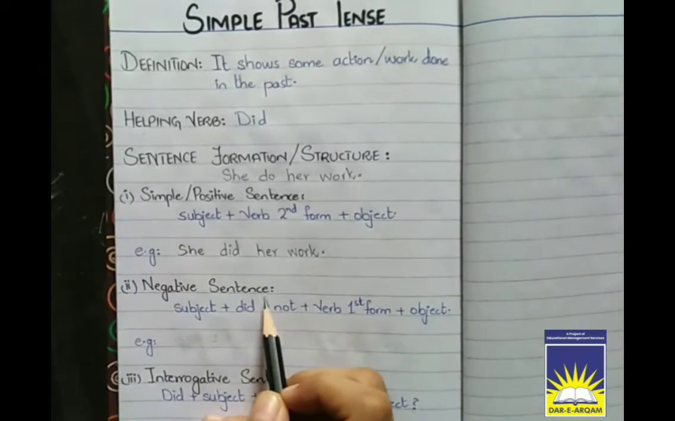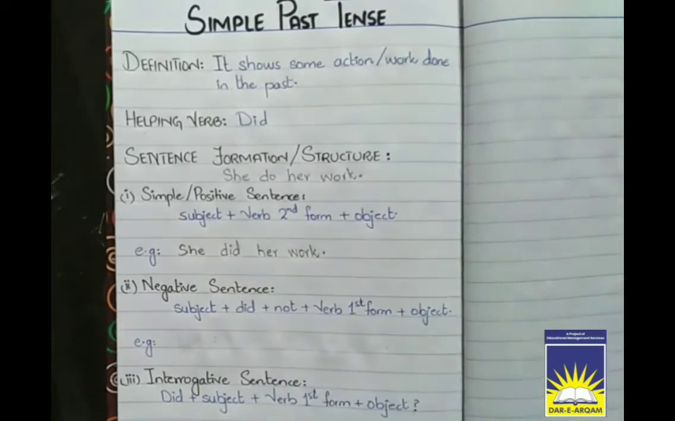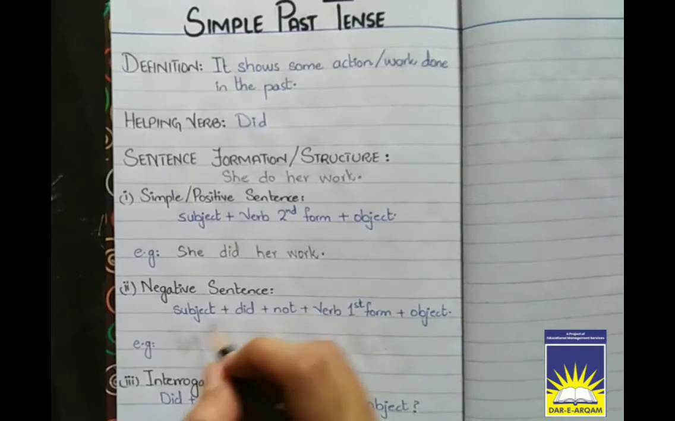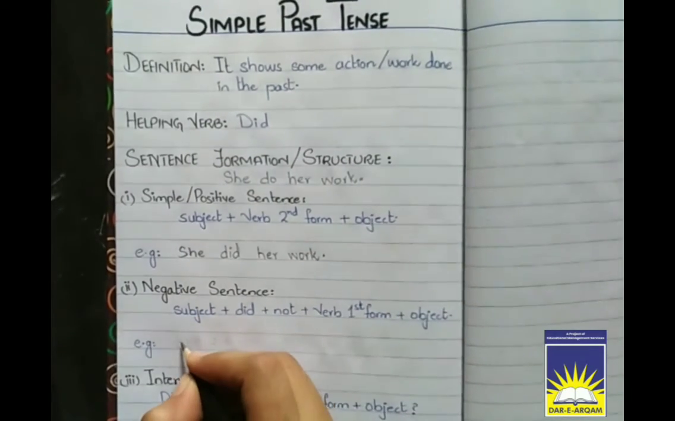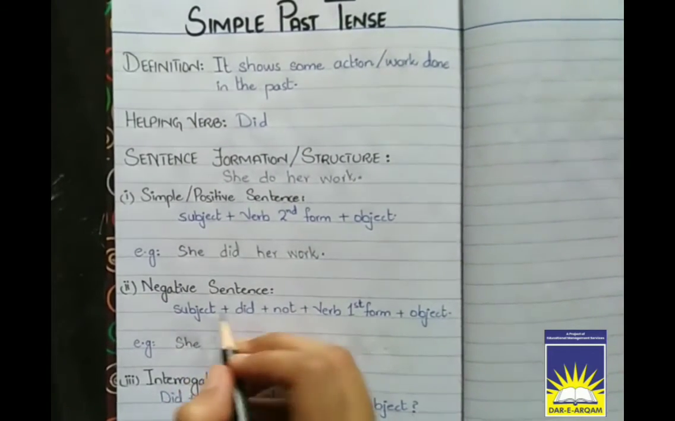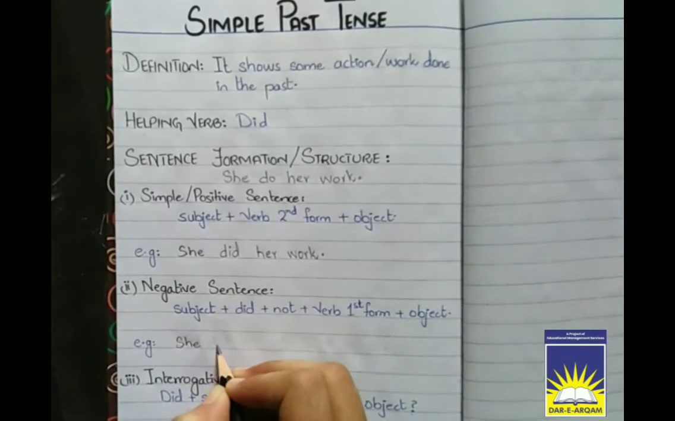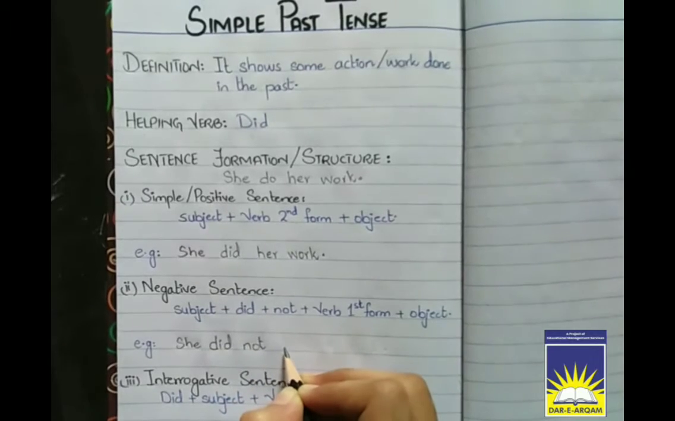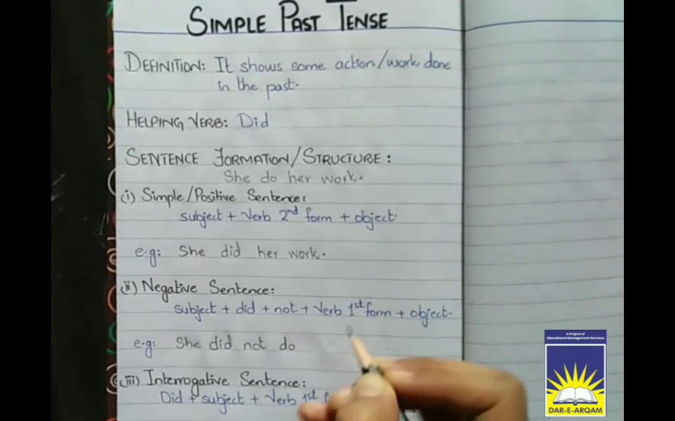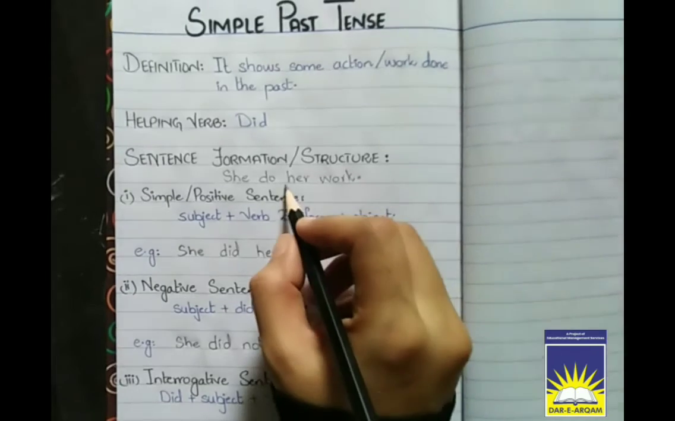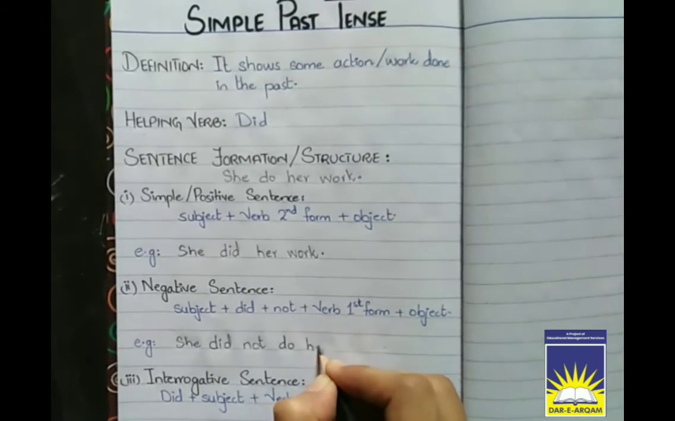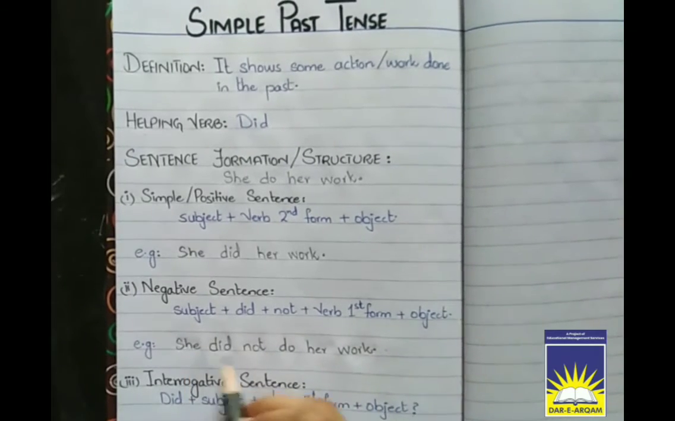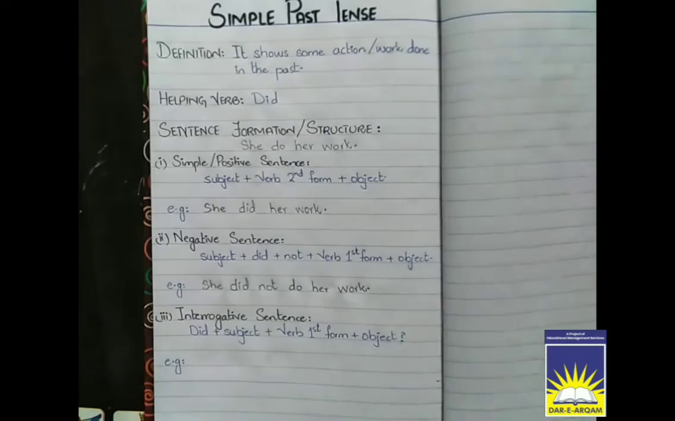Then I have negative sentence. I have to make simple past negative sentence. How? I will follow this structure. So in this sentence, I have subject she. Then according to this structure, I have to write did, then not, plus verb first form do, and the rest of the sentence is in the last, her work. Now it becomes she did not do her work.